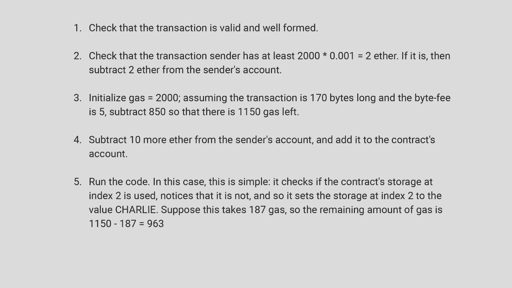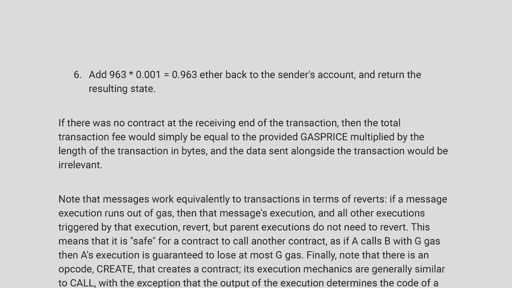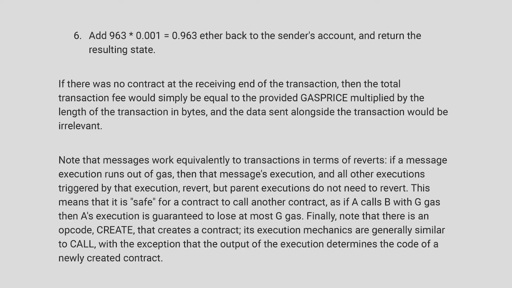5. Run the code. In this case, this is simple: it checks if the contract storage at index 2 is used, notices that it is not, and so it sets the storage at index 2 to the value CHARLIE. Suppose this takes 187 gas, so the remaining amount of gas is 1150 - 187 = 963. 6. Add 963 * 0.001 = 0.963 ether back to the sender's account, and return the resulting state.